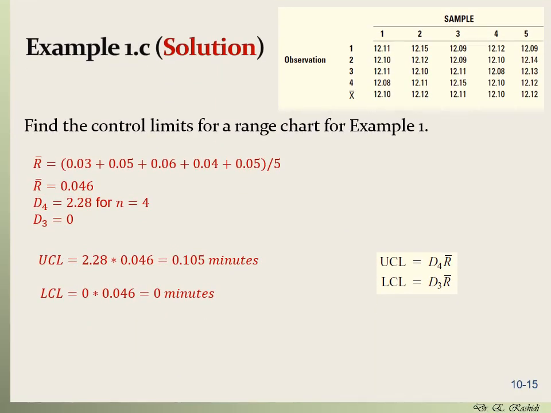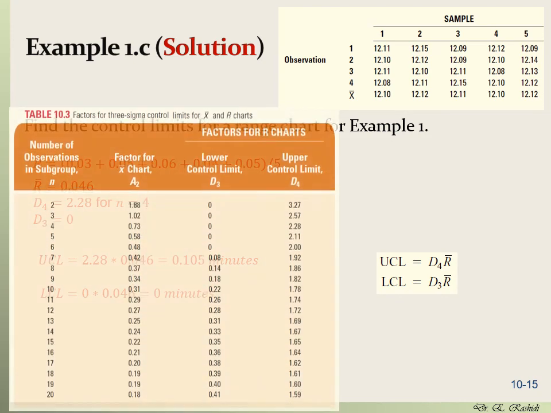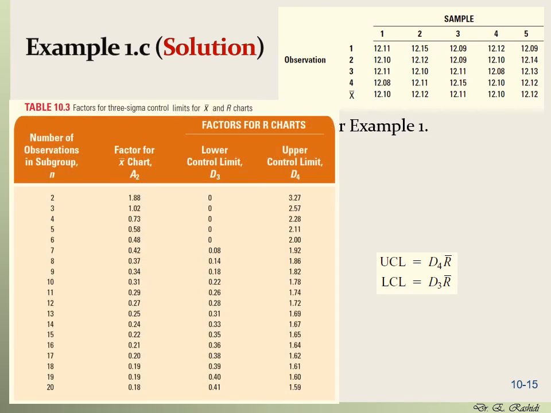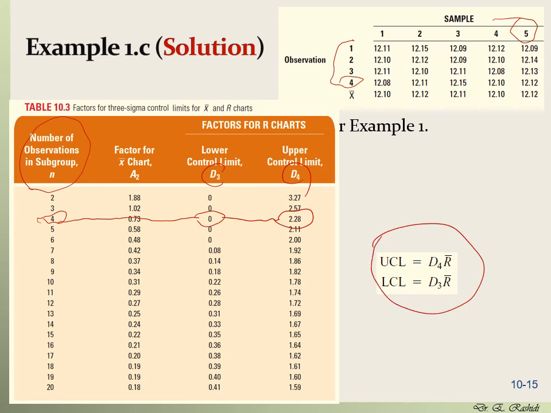So let's first find the D3 and D4 from this table and the number of observations. Remember, n is the number of observations in each sample. We have 5 samples here and each sample has 4 observations. So n here, to find D3 and D4, is 4. This means that D3 is 0 and D4 is 2.28.